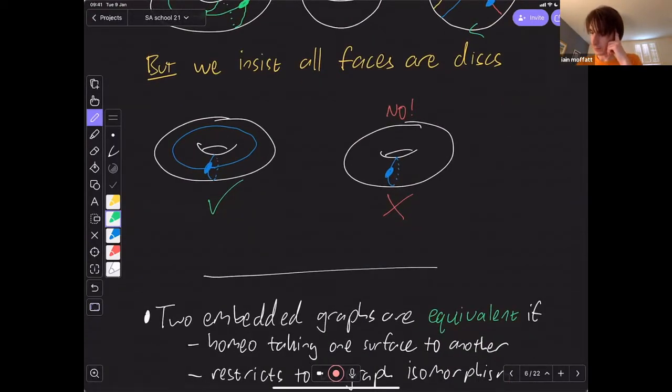So this is called a cellular condition, and these graphs are often called cellularly embedded graphs. The idea here is that if I cut open my surface along the graph, everything must fall into a collection of disks. So this is an example of a valid embedding, but this would not be a valid embedding because if I cut the surface open along here, I would end up with a cylinder or an annulus, which isn't a disk.